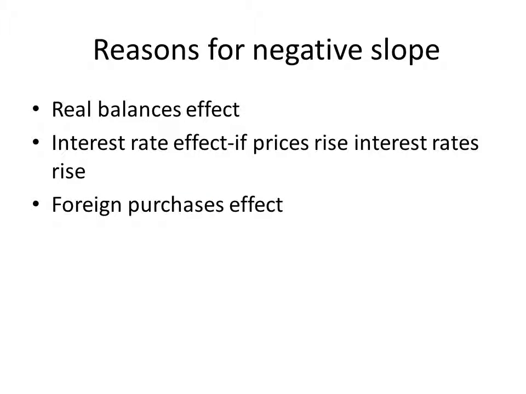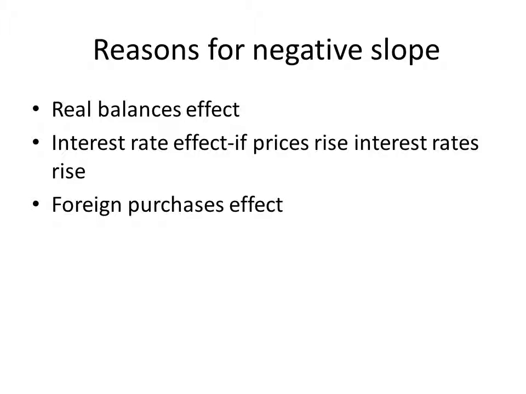Now your book talks about the reasons for the negative slope. I don't think these really explain how we obtain the aggregate demand curve, but they do explain a lot, and I think they are important to note. The first of these is called the real balances effect. This is fairly simple, easy to understand. The other two are a little more complex.